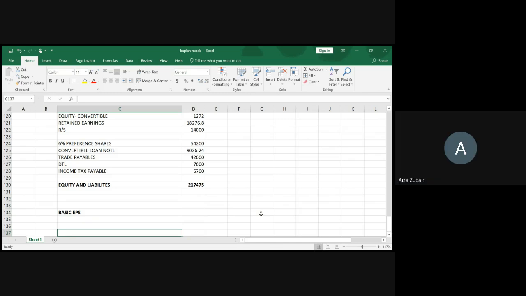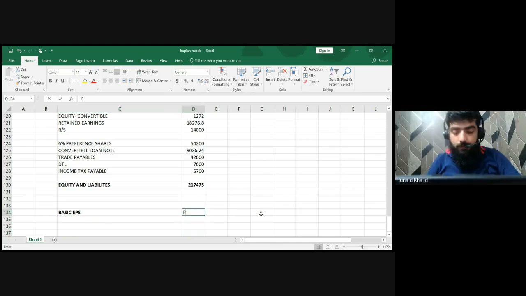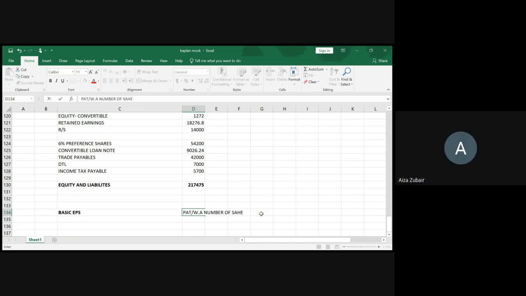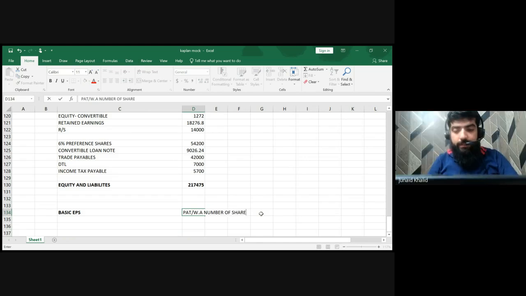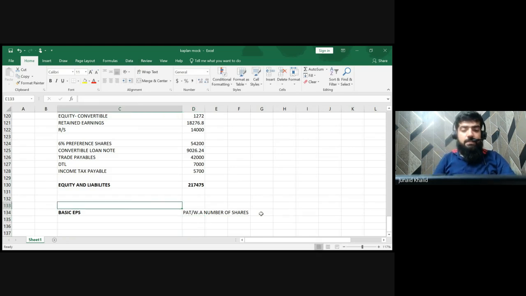Wait, the shares after over shares before. Basic EPS formula is profit after tax divided by weighted average number of shares, right? Wait, isn't that for the diluted? No, it's not for the diluted. It's for the basic EPS.